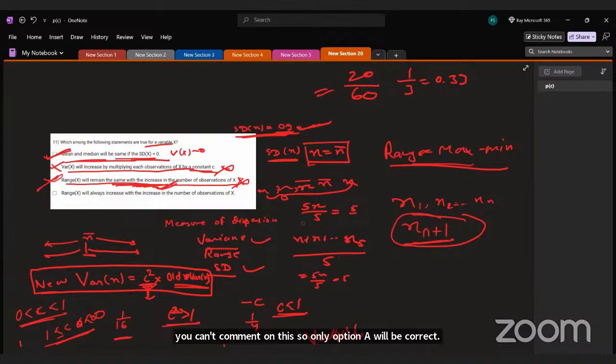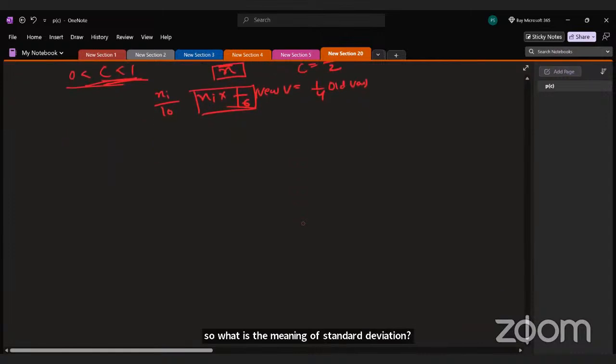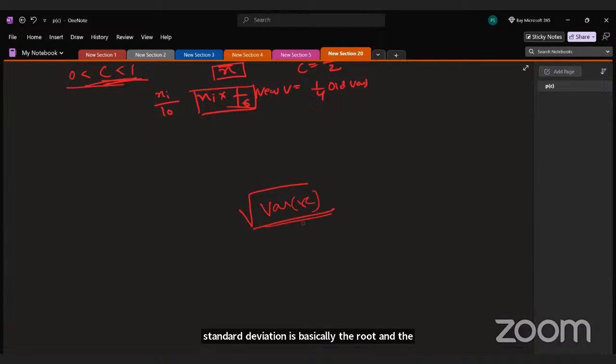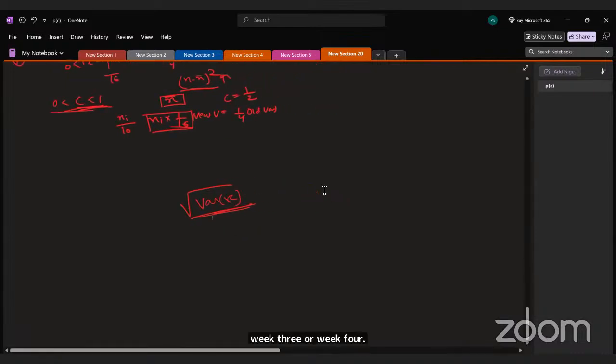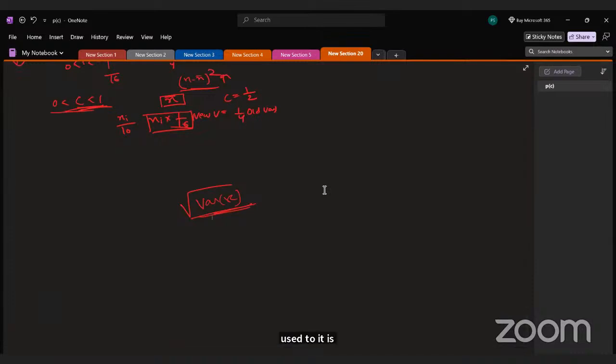So what is the meaning of standard deviation? Standard deviation is basically the root of variance. You will have studied this. So that is part of week 3 or week 4, I guess. For Q2 it is week 5 to week 8, right? Sir, but when we are multiplying... Okay, wait. One by one. Who was this? Divya. Yes, sir. Okay, Divya.